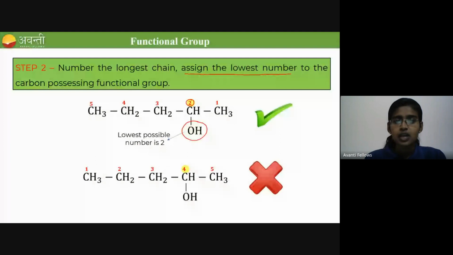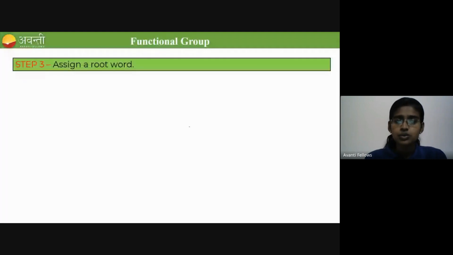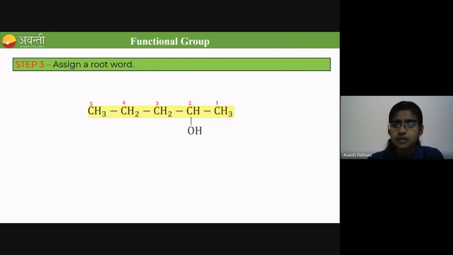Okay. Now coming to the third rule, you have to assign a root word. Third rule is assigning the root word. So what are the root words? Meth, eth, prop, but, pent, hex. Those are the root words, right? So you have to see in the parent chain, or the longest chain. In this compound, we have 5 carbons. So what is the root word for a 5 carbon containing system? Yes, good Rashmi. It is pent.